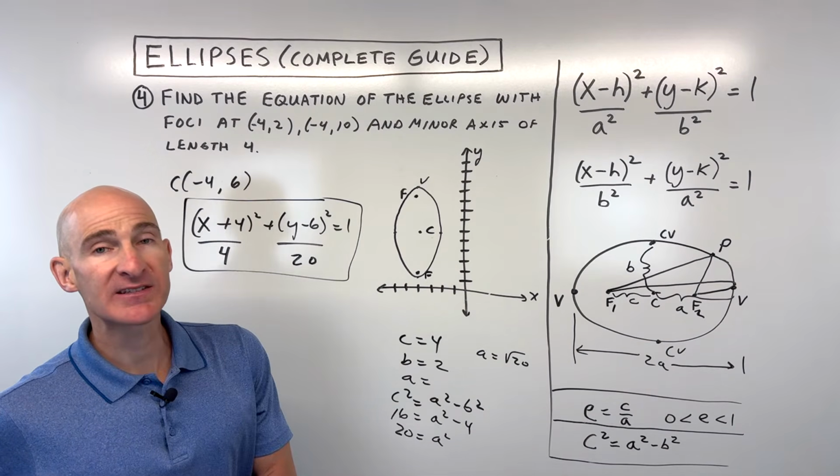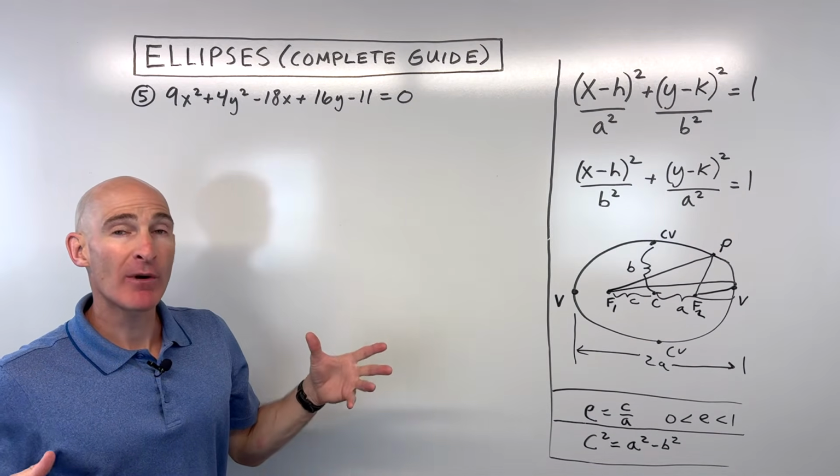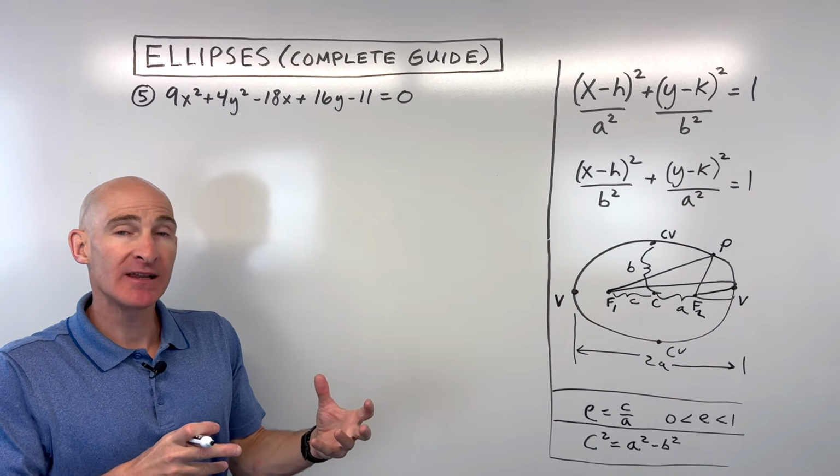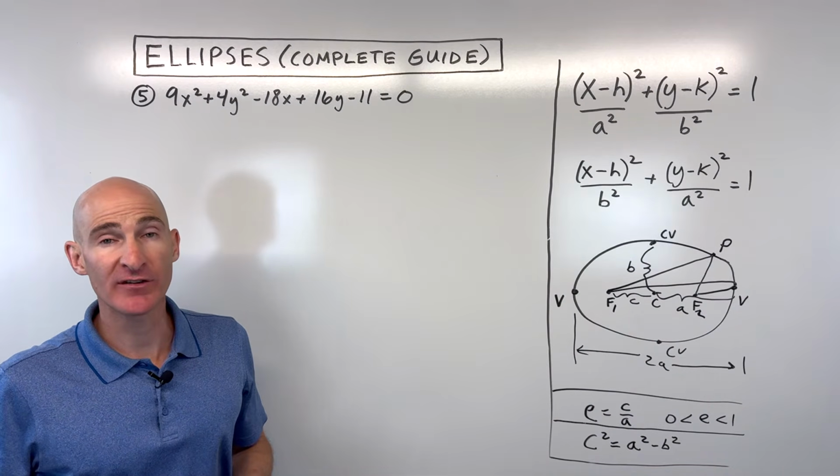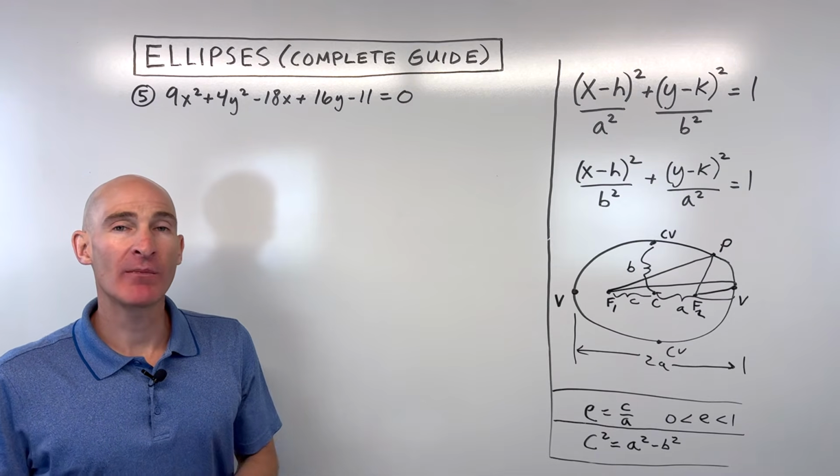Let's take a look at one last example. For this last example, we're going to talk about completing the square and putting this ellipse into the standard form of the equation of an ellipse. And then we're going to graph it and talk about the eccentricity, etc.